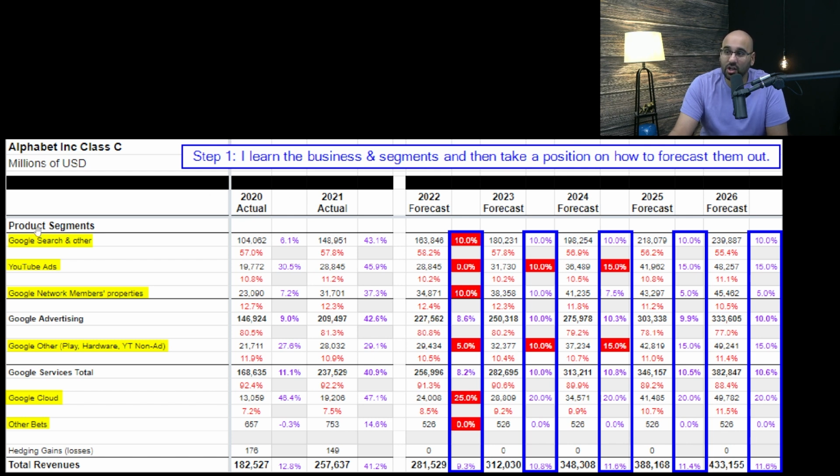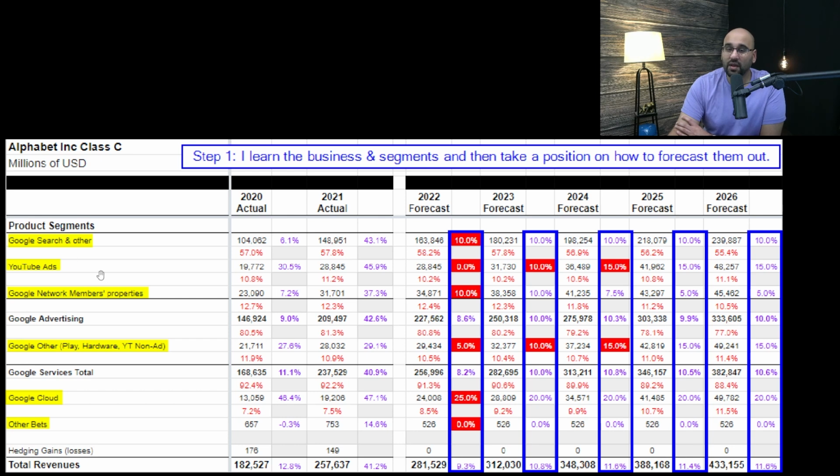For example, the economics of Google Search are going to be way different than the economics of Google Cloud, right? And then of course that'll be different from the economics of YouTube, the Network member properties. There are a lot of people who don't even know what Google Network member properties is. And if you don't know what this is, then you might not really understand how this particular segment is in the eye of the regulators, and it has been for a long time. So you have to understand that kind of stuff. And then the Other Bets segment as well.